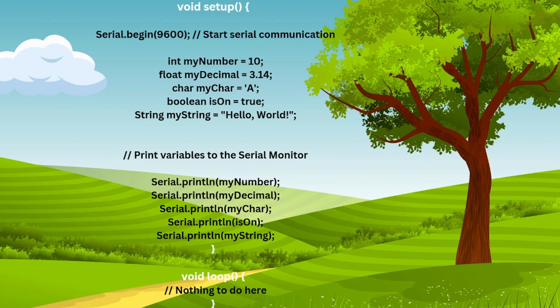I have my character, a single character A, and my boolean value true, like on the device or off the device. On the other hand, my string is hello world or hello Arduino. So this is the whole thing in the setup. These variables will be shown on the serial monitor. It will be printed with Serial.println: your whole number, decimal, character, boolean value, and also your string will be written on the serial monitor.